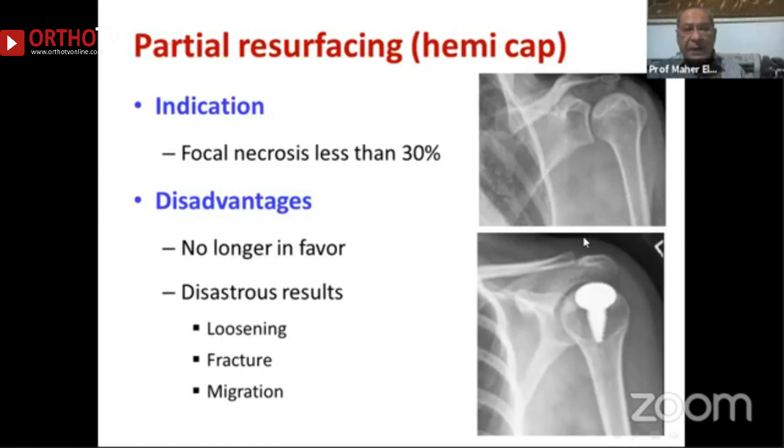Next is partial resurfacing. Hemicap. The advantage of this technique is replacing only the diseased avascular necrosis, leaving the surrounding articular cartilage as being healthy. So the indication is focal necrosis less than 30%, and the disadvantages are that it is no longer in favor or no longer valid, with disastrous results such as loosening, fracture, and migration of the implant.